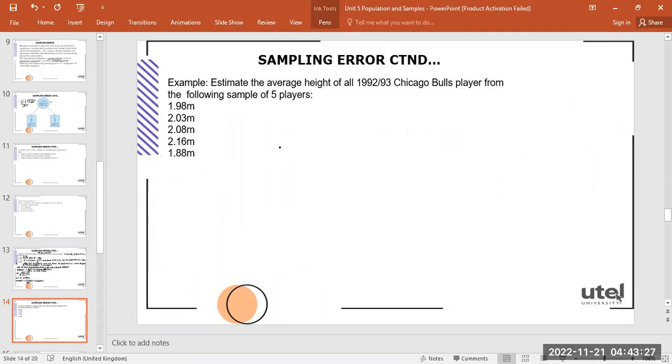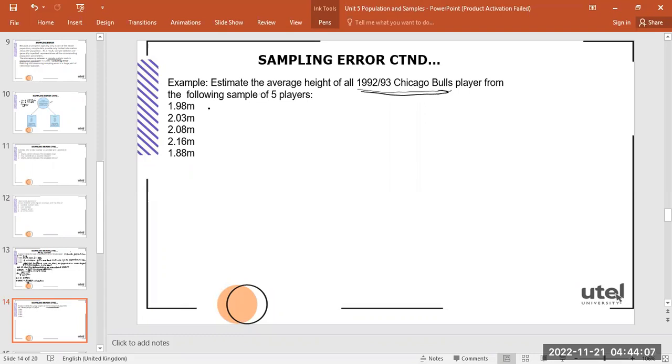Now the question says, estimate the average height of all 1992/93 Chicago Bulls players from the following sample of 5 players. You can see that it is still the same question, but it has been framed slightly differently, because here it is talking about the Chicago Bulls team, and we want to estimate the mean height of all the players in the team, but from the height of only 5 players.